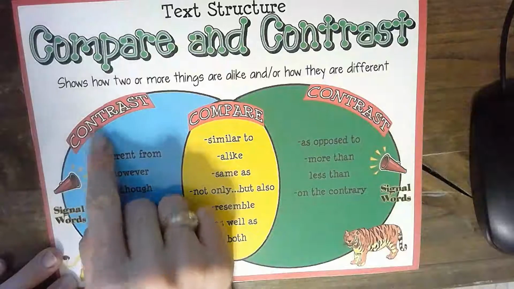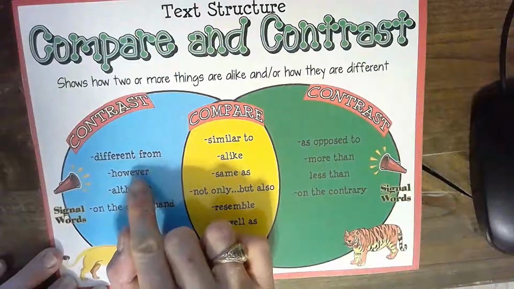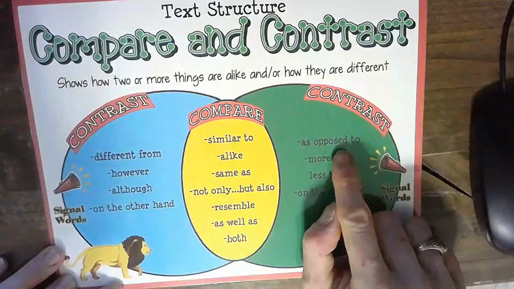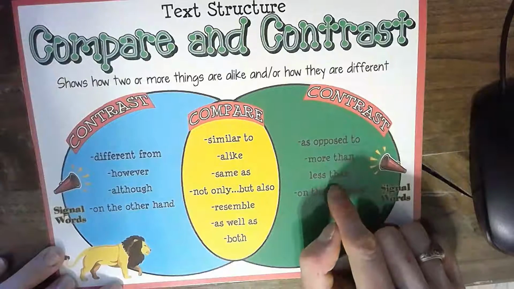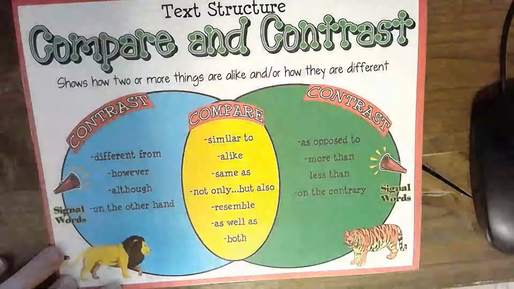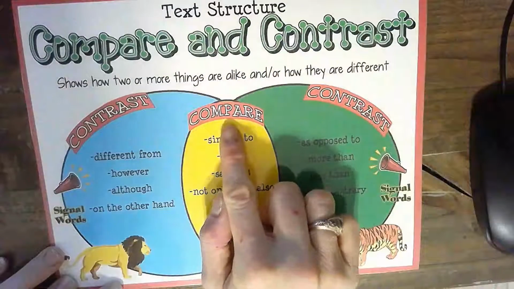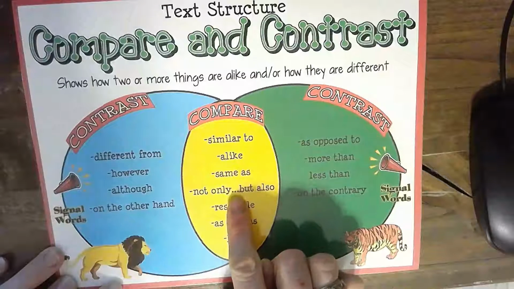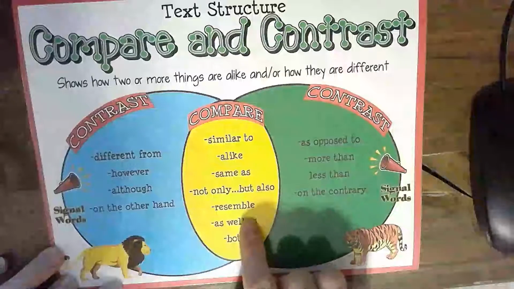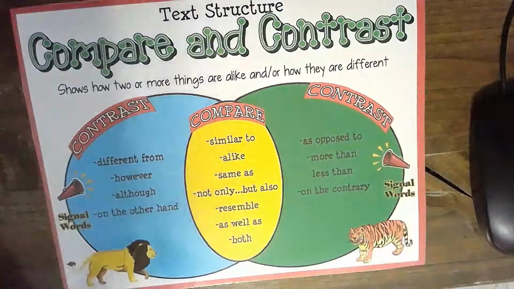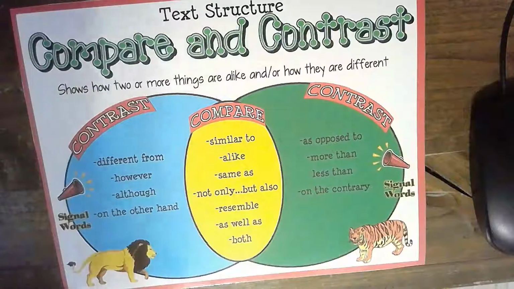Words that I'm going to see for contrast: different from, however, although, on the other hand, as opposed to, more than, less than, or on the contrary. Contrary means to contradict, means different. Compare, words I'm going to see: similar to, alike, same as, not only but also, resemble, as well as, or both. So these are the 5 text structures that we're going to see while we're working on this unit.